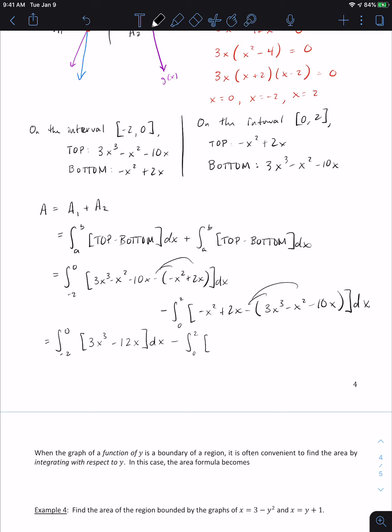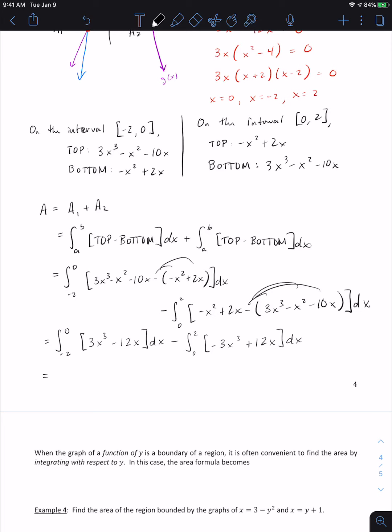I would get, again, if I distribute the negative sign, negative 3x cubed. Then I got a minus x squared and a plus x squared when I distribute the negative sign, so those cancel out. And then I get a plus 10x plus 2x, so plus 12x dx. And if you need to take the time to distribute that out and see that I got the right answer, take your time. Do that work out on your own.